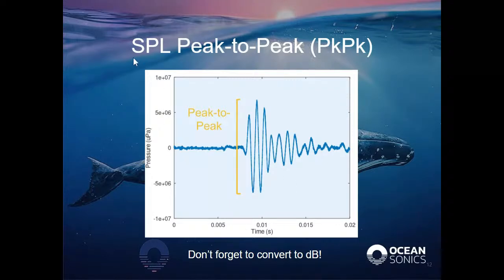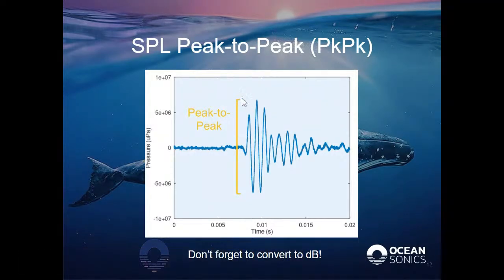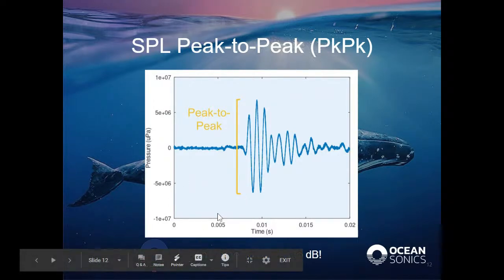So next, we'll look at the last type of sound pressure level, and that's peak to peak. It's similar to peak, except that it measures the range from the highest positive pressure to the lowest negative pressure. So it's the highest change in pressure during that time period. And yeah, so it's also going to be even higher than peak, of course.